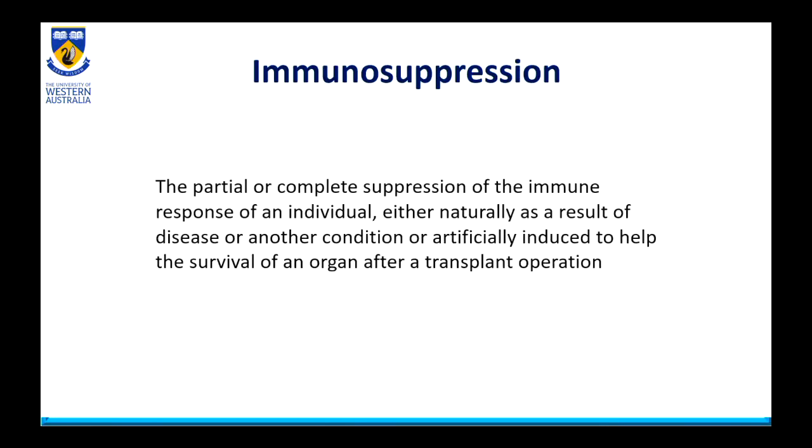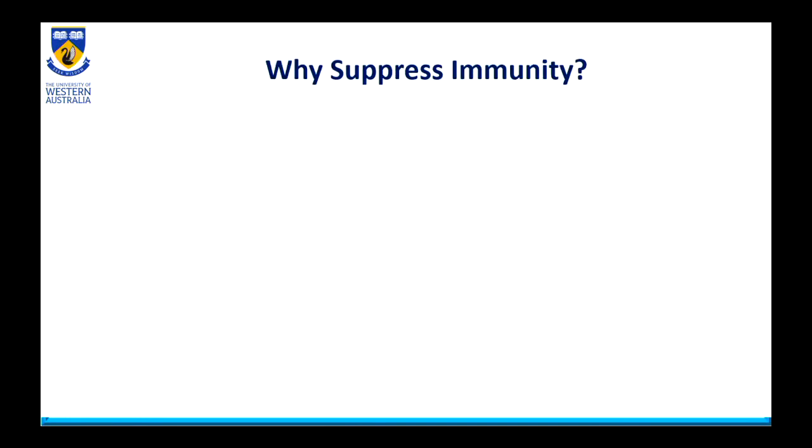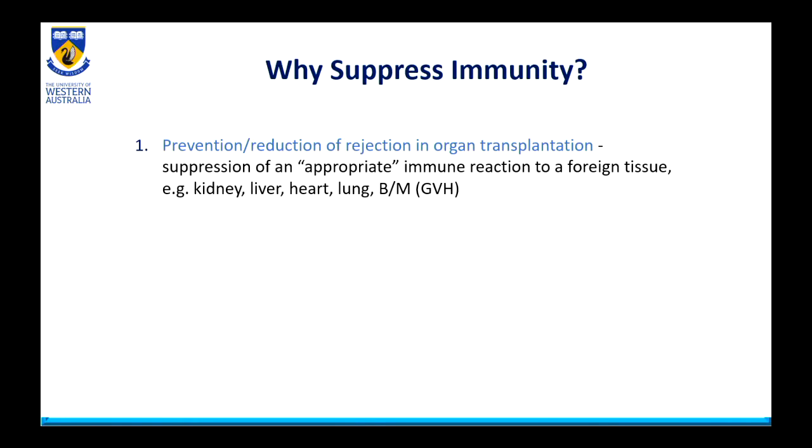So what is immunosuppression? Well, it's the partial or complete suppression of the immune response in an individual, either naturally as a result of disease or another condition, or artificially induced to help the survival of an organ after a transplant operation. And I suppose a lot of what we're going to talk about today is in the context of transplants. So why do we want to suppress the immune system? One, you might want to prevent or reduce rejection of an organ that's transplanted. And of course, we've got to overcome the normal immune response. The normal appropriate immune response, we have to suppress that.